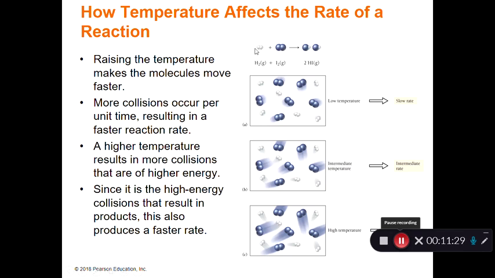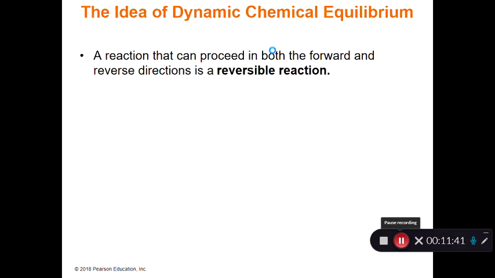The left to right reaction, we call the forward reaction, and if we have right to left, we call that the reverse reaction. Forward means reactants are going to make products, and reverse means products are going to make reactants. At that time, we call that reaction a reversible reaction. So we have two directions for our reaction, forward and reverse.